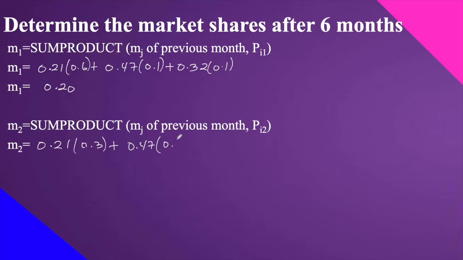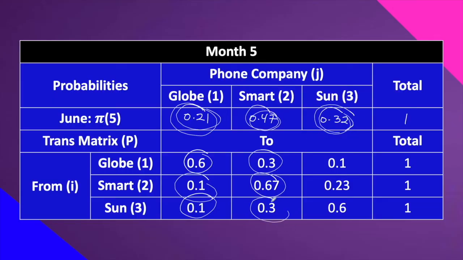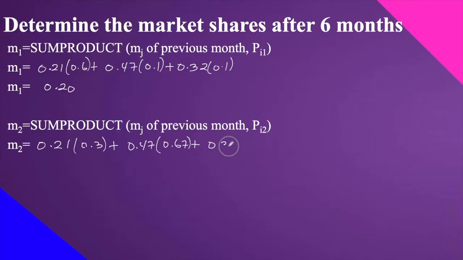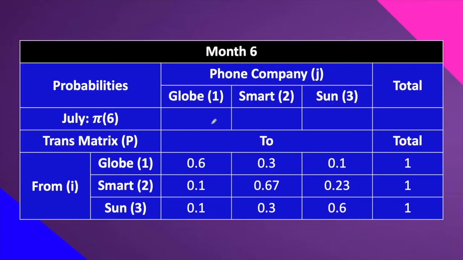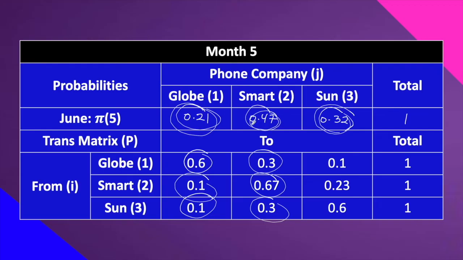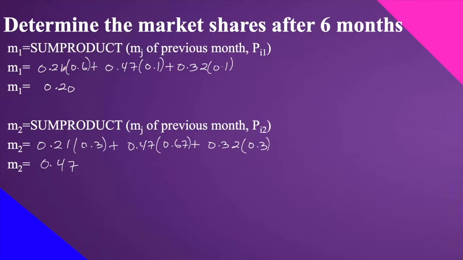0.47 times 0.67 plus 0.32 times 0.3. So 0.32 times 0.3, and this is equivalent to 0.47, meaning we have 47% market share for the Smart after 6 months. Okay, so isulat natin dito 0.47 for the Smart. Yung Globe kanina hindi natin nalagay, no? That is equivalent to 0.20.